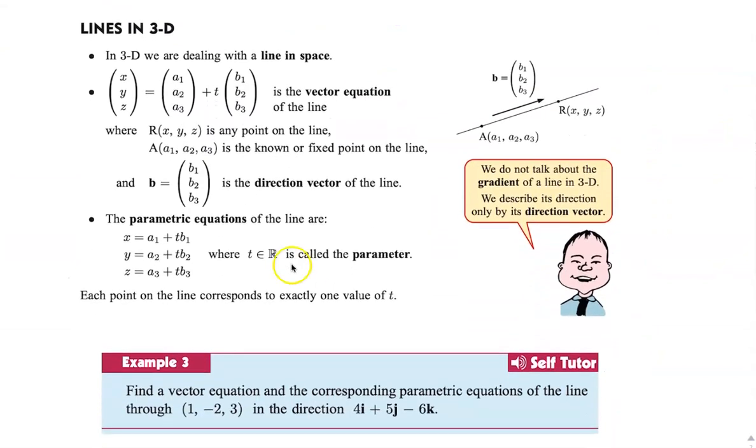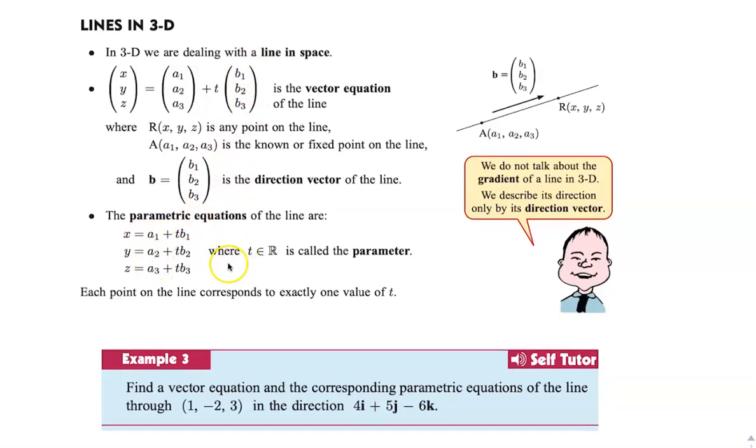Lines in 3D work about the same. We just add an extra z line. Everything else stays the same. So the line in 3D, b is a direction vector still. If you want to do a parametric equation, you just separate them all. So it works the same way. A little note here: in 3D, you don't actually have a slope, so we don't call gradient a slope of a line. We'll just say the direction of the vector.